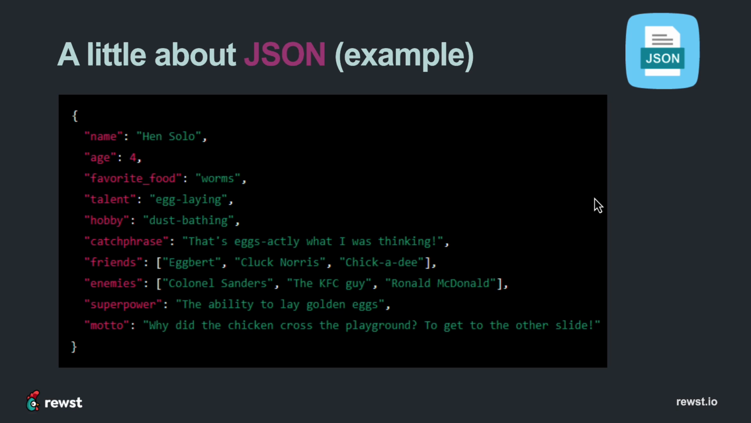So some of the examples that we have here are things like a name, which is the key, and then the value, which is Han Solo. We have age, and the value is 4, and so on and so forth. You'll see that in a JSON file, there are a number of different format types that it supports. Things like strings, integers, and lists.